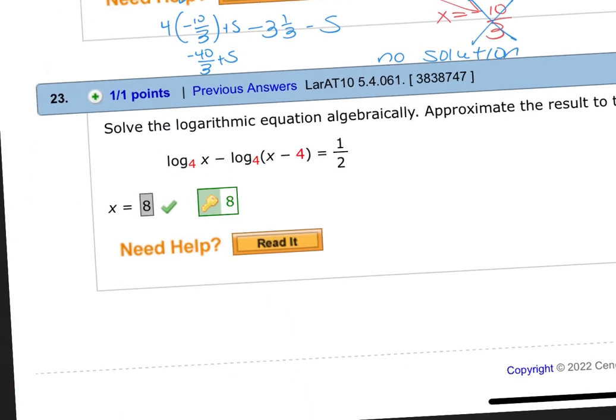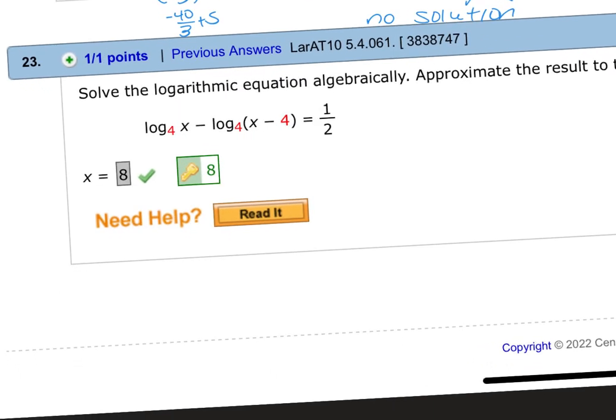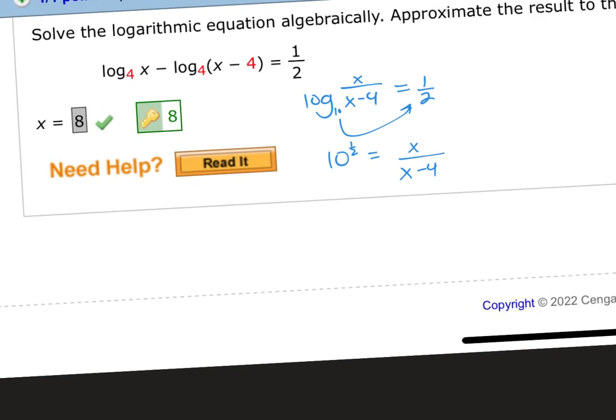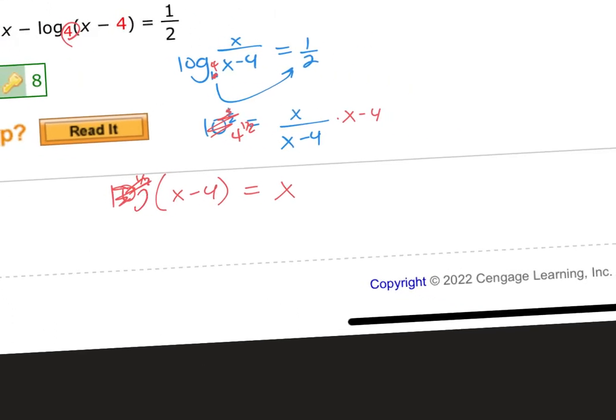All right, so then 23, you've got 2 logs on one side of the equal sign, so we're going to condense, but when we condense, it's subtraction, so it becomes division. And then this is 10 to the 1/2 equals x over x minus 4. So then I'd want to multiply by x minus 4, 10 to the 1/2 times x minus 4 equals x. And then, oh, it's not 10, sorry, it's 4. This is 4. That makes it a little bit easier. 4 to the 1/2, right? Because my base is 4. So this is 4 to the 1/2, which is 2. Then distribute your 2. 2x minus 8 equals x. I can subtract the x that way.